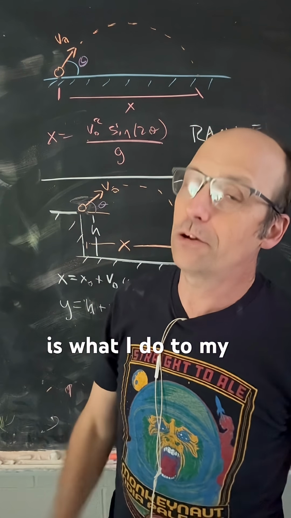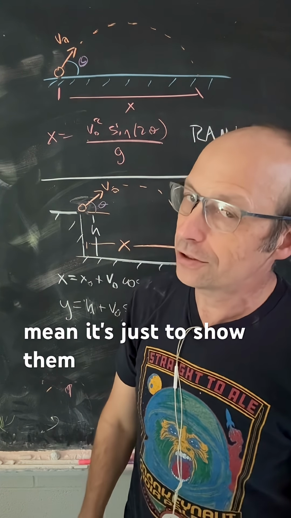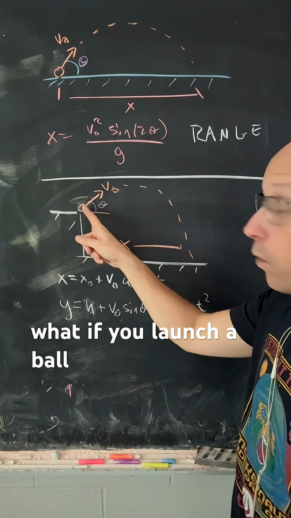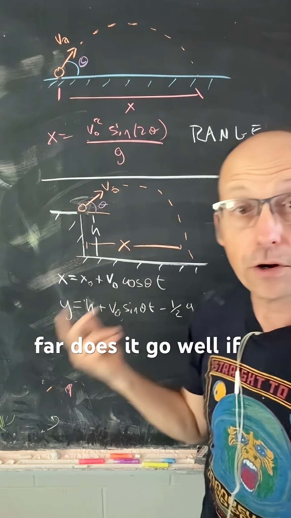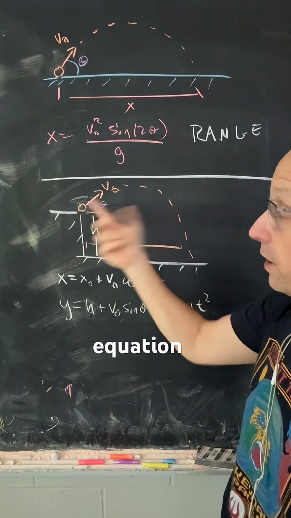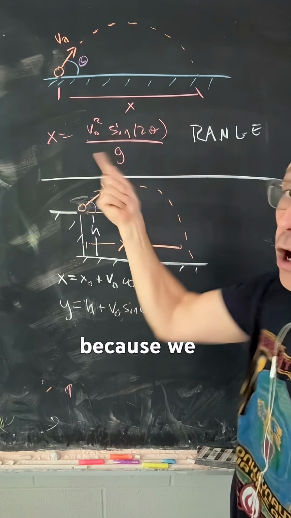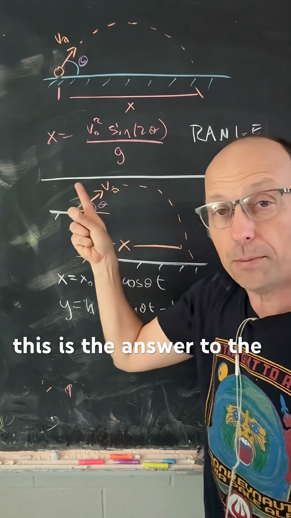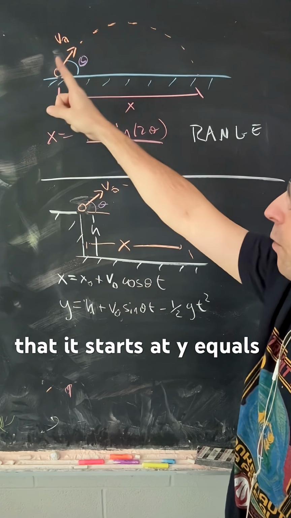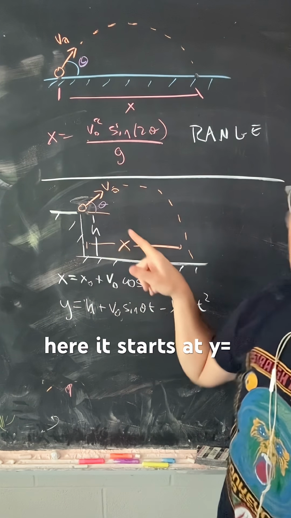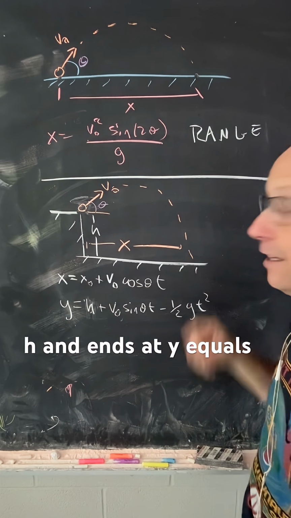Now, this is what I do to my students, and it's not to be mean, it's just to show them that it doesn't always work. What if you launch a ball off of a table like this? How far does it go? Well, if you use this range equation, it's going to give you the wrong answer because we already assumed this is the answer to the problem of finding projectile motion, right? We already assumed that it starts at y equals 0 and ends at y equals 0. Here, it starts at y equals h and ends at y equals 0.